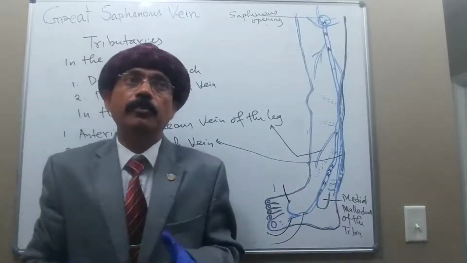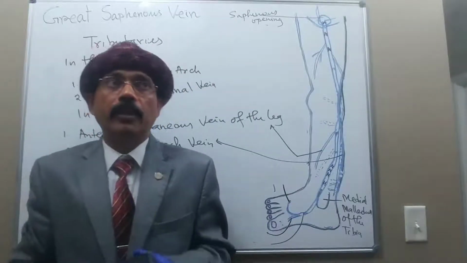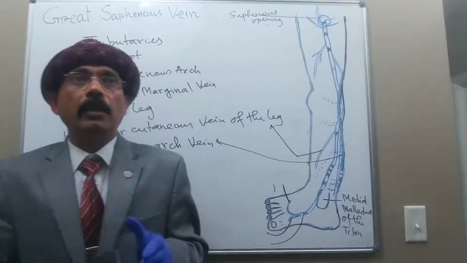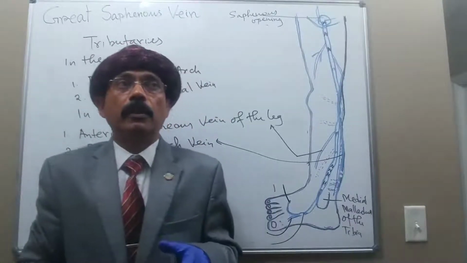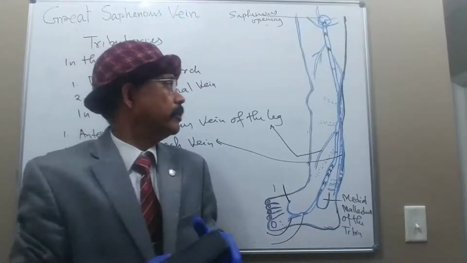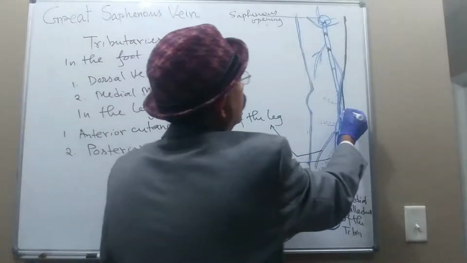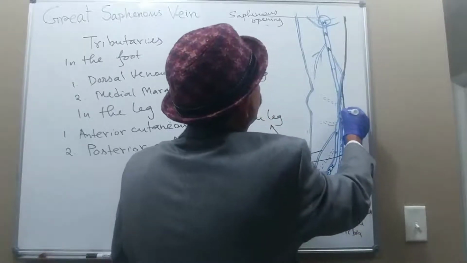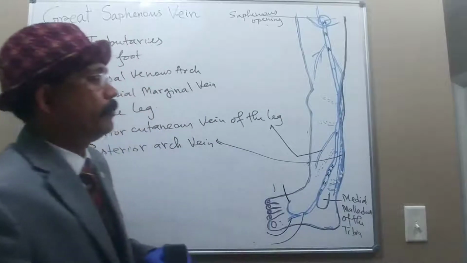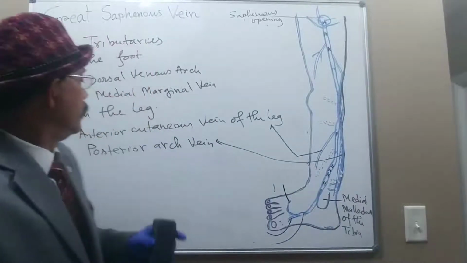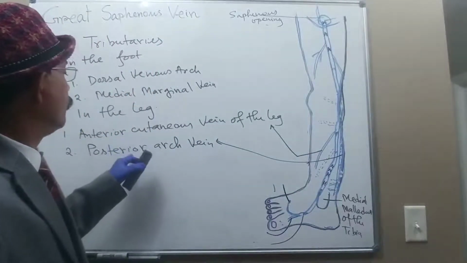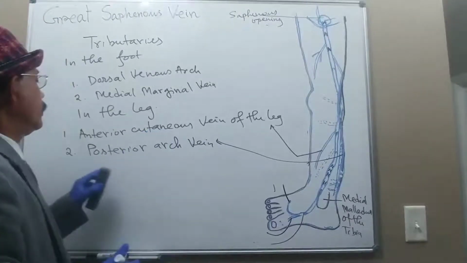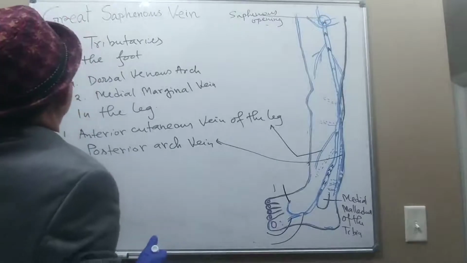The posterior arch vein is formed by a series of small venous arches that connect the medial ankle perforators, and it joins the great saphenous vein near the knee joint. This is the vein, and it opens into the great saphenous vein near the knee joint. So we have the anterior cutaneous vein of the leg and the posterior arch vein.